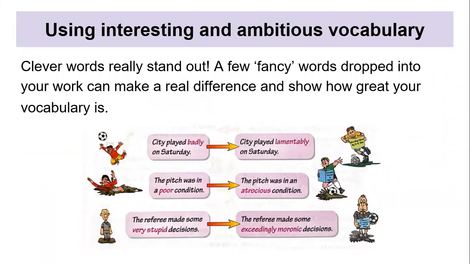Let's have a look at some more ways of improving our vocabulary. So using interesting words really does help your writing stand out and it makes a difference. So we've got here some examples. Instead of using the word badly, City played badly on Saturday. City played lamentably on Saturday. So how are you going to find words like that? You could start off by using a dictionary, a thesaurus, going online and looking at the online thesaurus, and that will help you there. The pitch was in a poor condition. The pitch was in an atrocious condition.